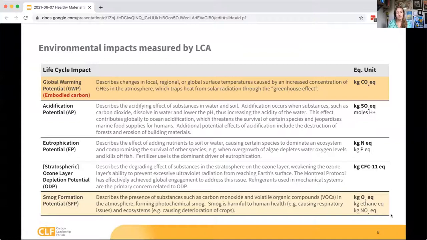Four of the most popular are here. So acidification potential, eutrophication potential, ozone layer depletion potential, and smog formation potential. And I've highlighted smog formation because in addition to global warming, smog formation is the most direct human health impact. So respiratory issues like bronchitis, asthma, emphysema, and permanent lung damage from prolonged exposure to the emissions that are converted into this ozone equivalent unit.